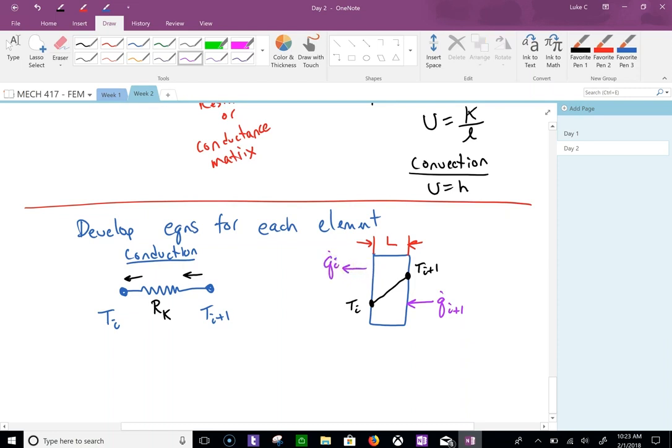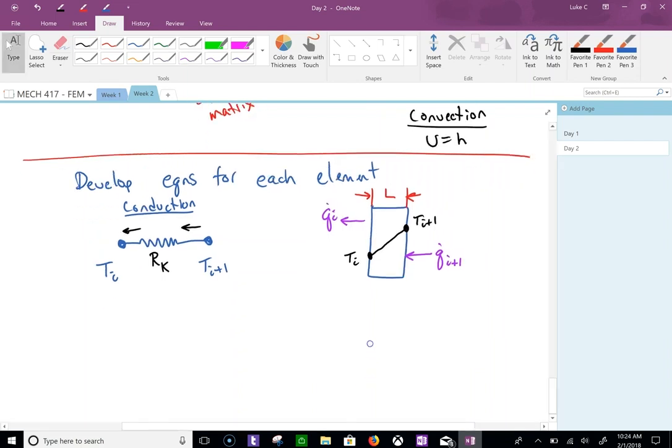So just like those internal forces we had on Tuesday, here we're looking at the element and at the internal forces in this case. So I'll give you the equations and we'll go through them.